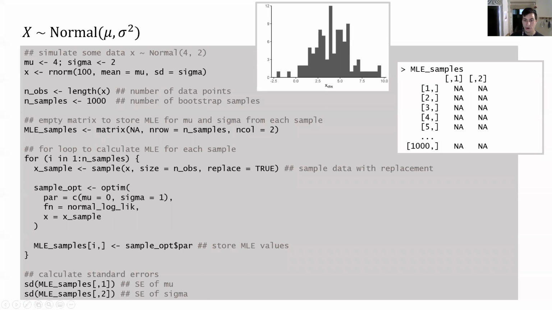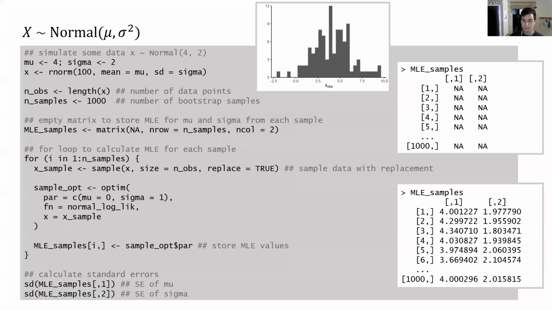Now let's run a for loop, starting at 1 and going up to the number of bootstrap samples. Each time, we'll resample 100 observations, which is the number of data points from our data, and we'll do so with replacement. Then, we'll run our numerical optimization algorithm using the sample data, and we'll store the maximum likelihood estimates for that sample to the ith row of our MLE_samples matrix. Here's what the matrix looks like after we've run the for loop. Then, we can obtain the standard error for mu by taking the standard deviation of the first column and the standard error for sigma by taking the standard deviation of the second column.